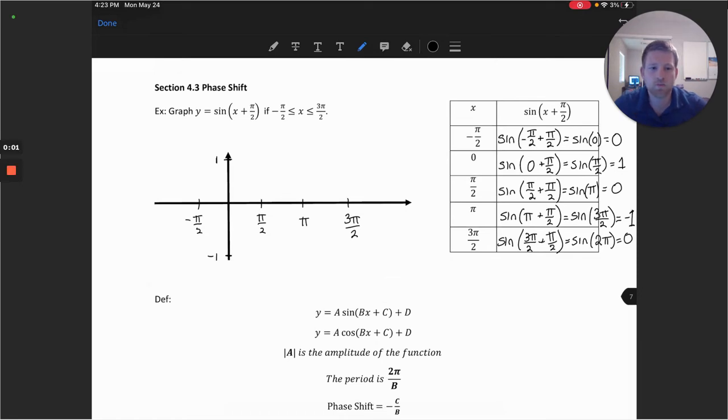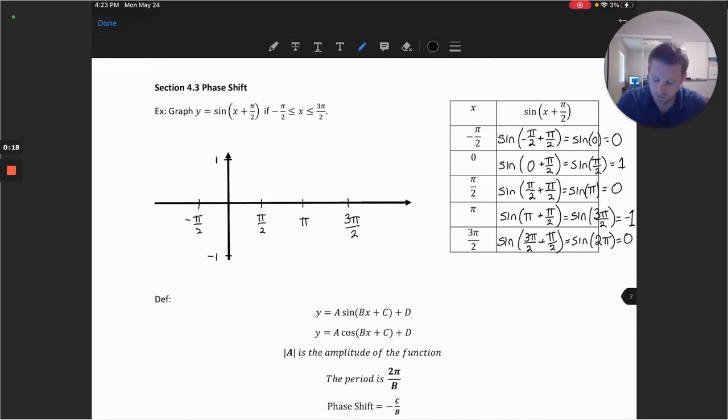Welcome. In this video, we will take a look at graphing some more sinusoid functions. We'll look at the concept of the phase shift here and then put together all of the different components as we go through a few more examples.